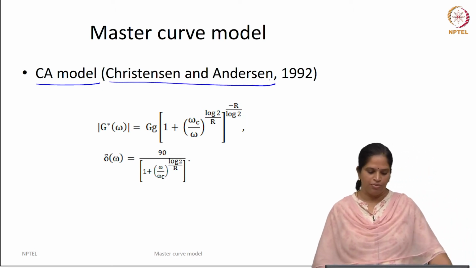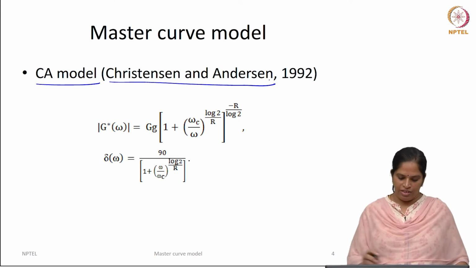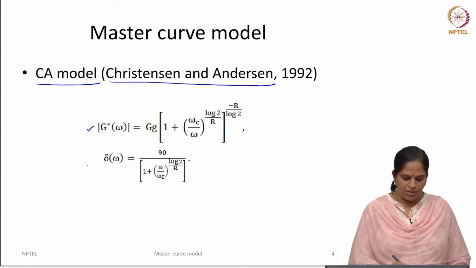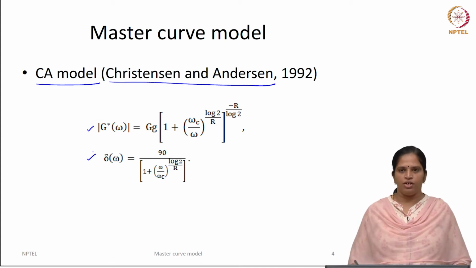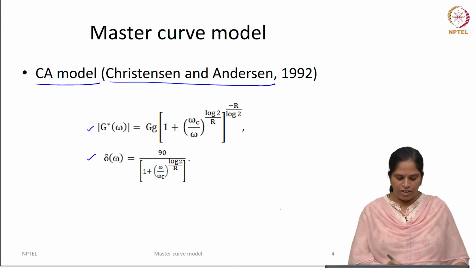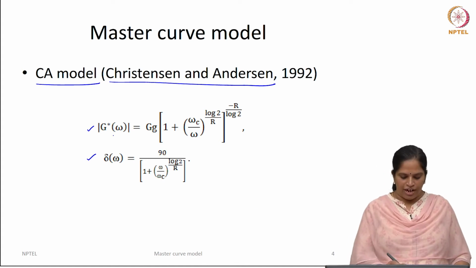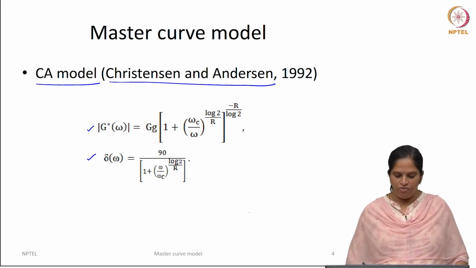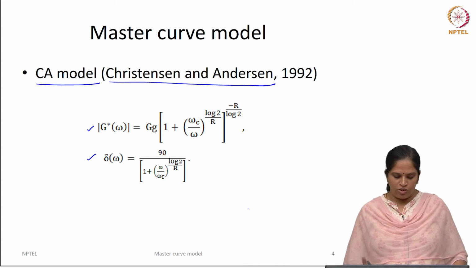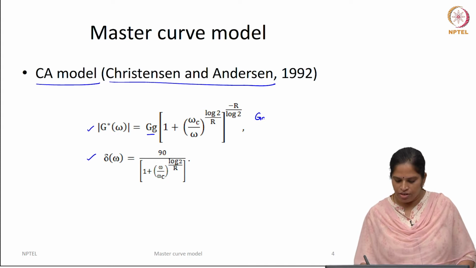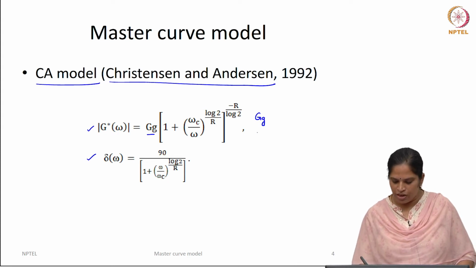Now let us discuss in detail the CA model, which is based on research as a part of the SHRP work. Christensen and Anderson gave this model, the CA model. You have two equations here describing a master curve for dynamic modulus and a master curve for phase angle. If you closely look into these two equations, you can see that either the dynamic modulus or the phase angle is a function of three constants. One is Gg, another one is omega c, and the third one is R.